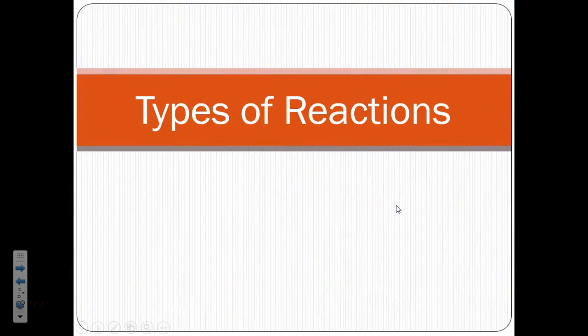All right, the next thing I'm going to talk about is different types of reactions. There are 5 types that I'll talk about here. There are actually other types, but I'm going to summarize the main ones here. So the main types here are synthesis reactions. Synthesis means that you're making something.